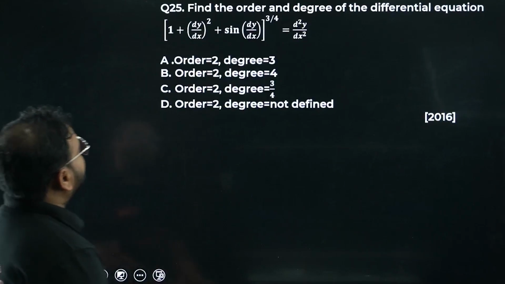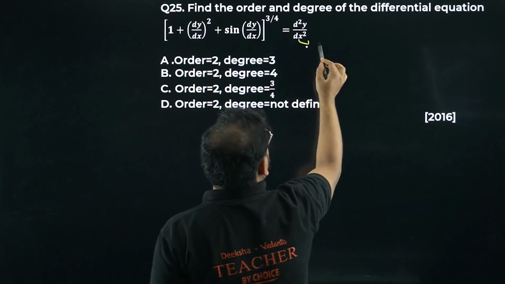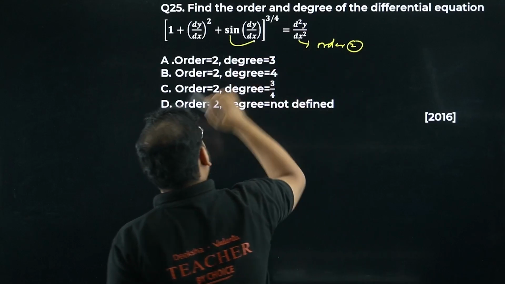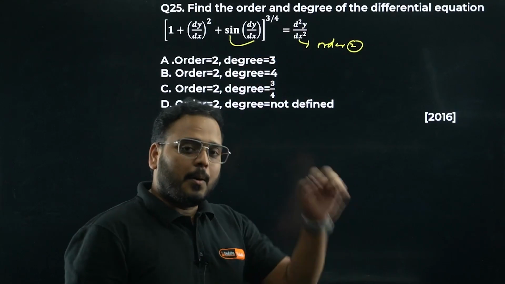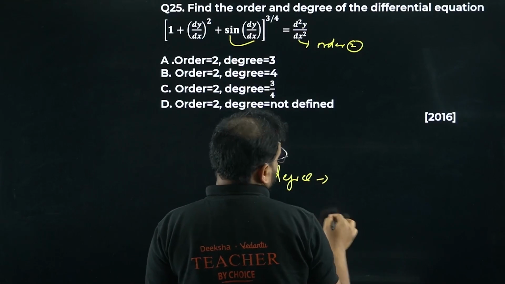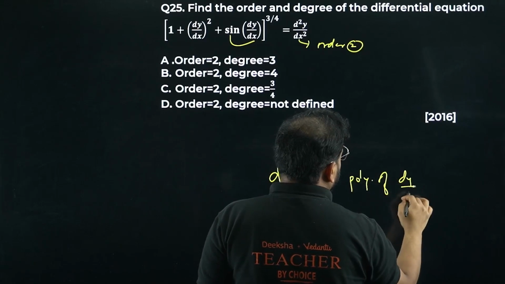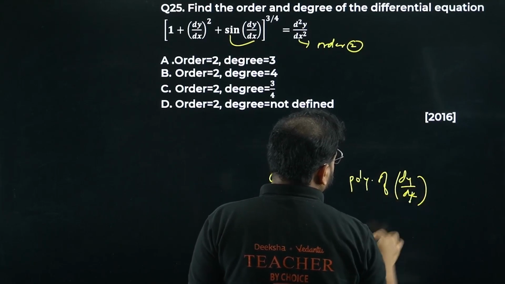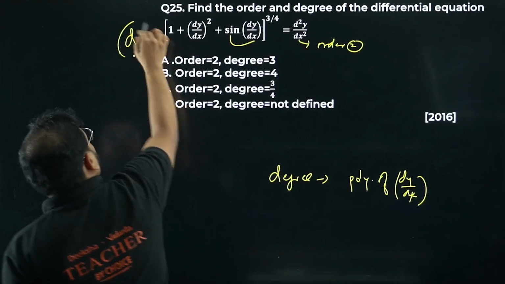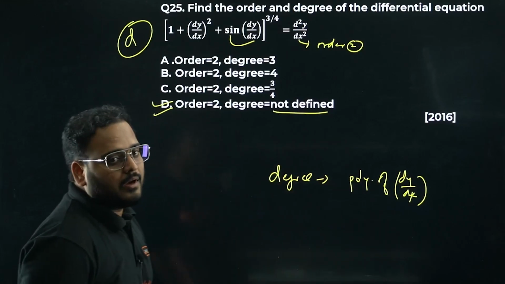25 now. Find the order and degree. Order is 2. Degree not defined, because the sine function of the derivative is not possible. Only polynomial of derivative. For degree to be defined, you should have a polynomial of dy by dx's. Okay, derivatives. Please check. So option D is correct. Order is 2, degree not defined. Okay. 25 is done.